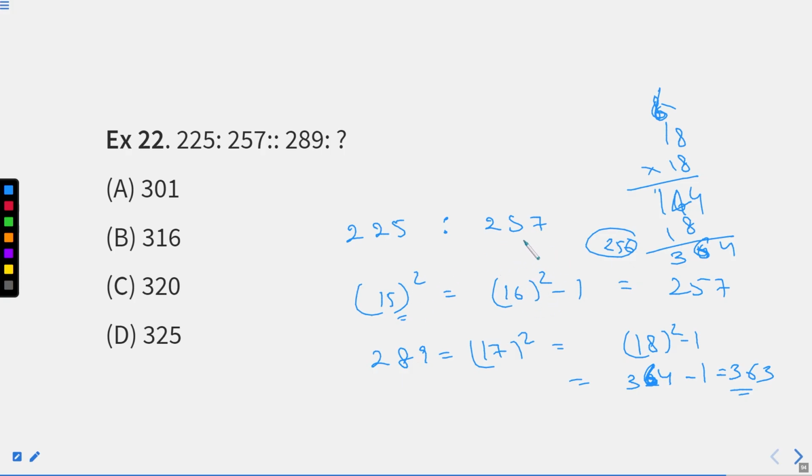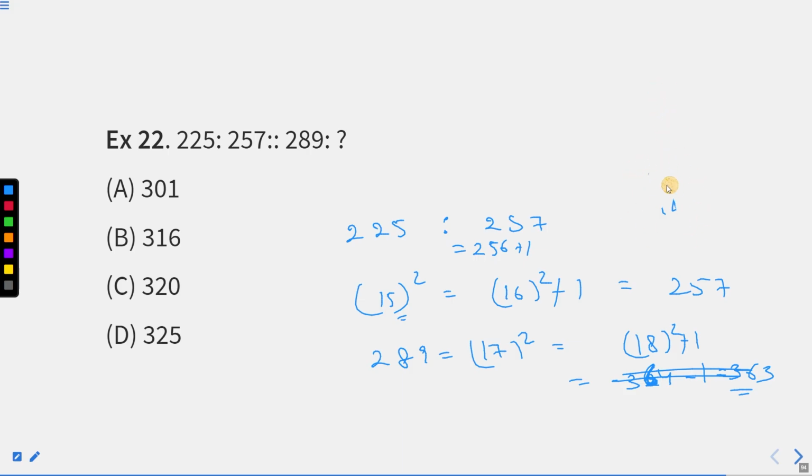Okay, what mistake are we making? This number is exactly 256 plus 1. It means it will be plus 1. It will be plus 1. So how will you get this part? Just a second. Just to make this part clear, right? What will we do here?